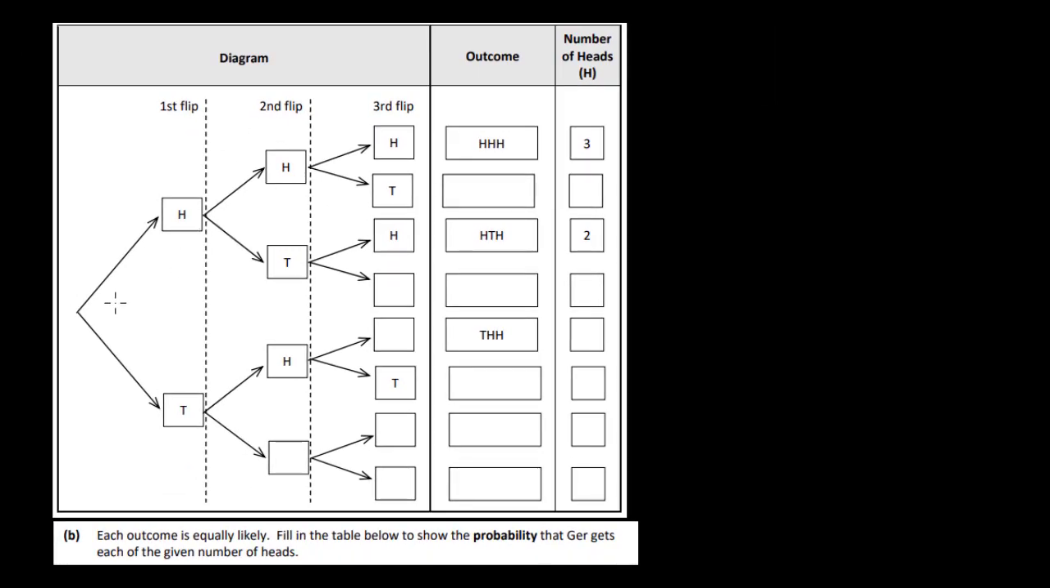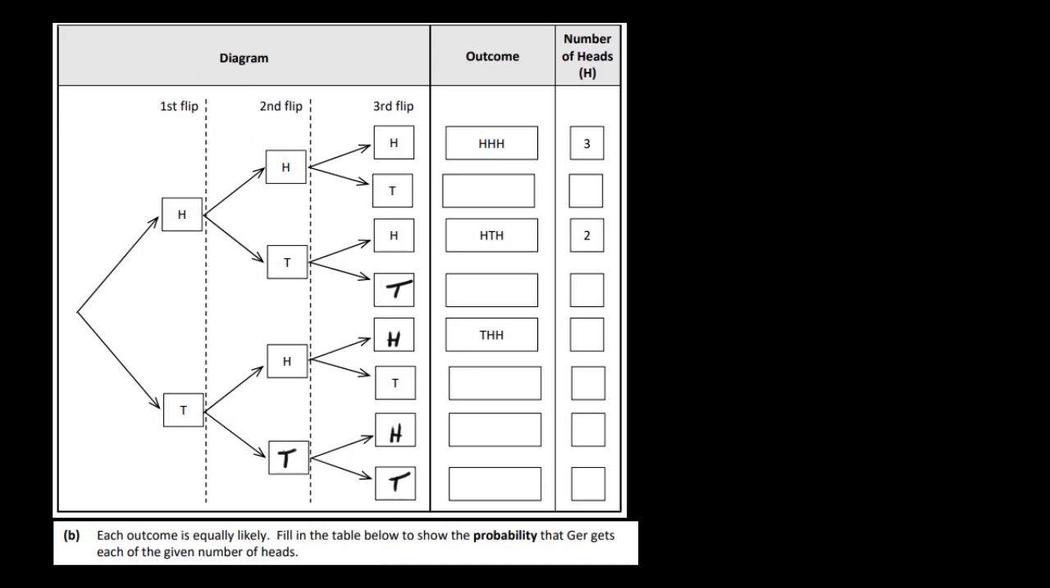So we have first flip is here, second flip is here, third flip is here. So we've got to fill in these empty boxes here. So the first flip he can get a head or a tail. Second flip he can get a head or a tail here, given that he got a head the first flip. And he can get a head or a tail here, given that he flipped a tail the first flip. Here we've got heads, tails, we've got heads, tails, we've got heads and tails here.